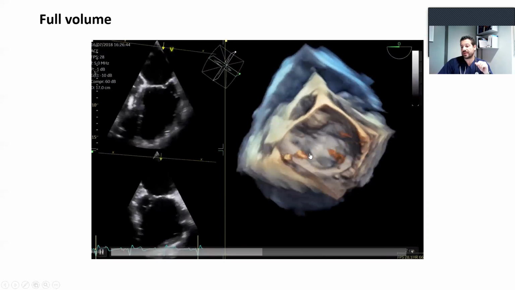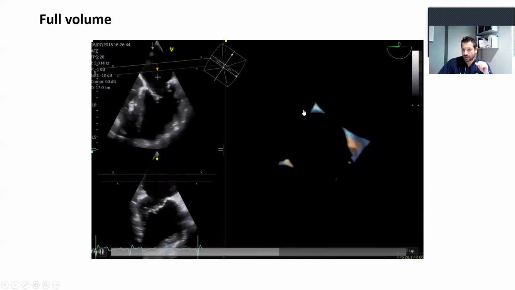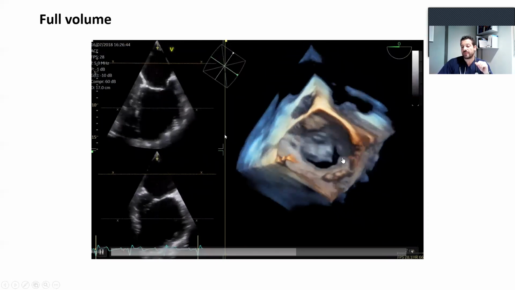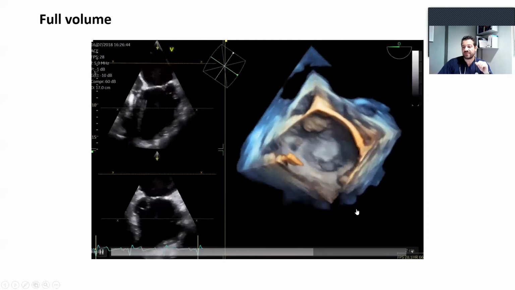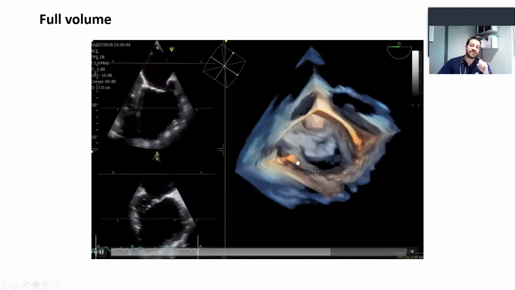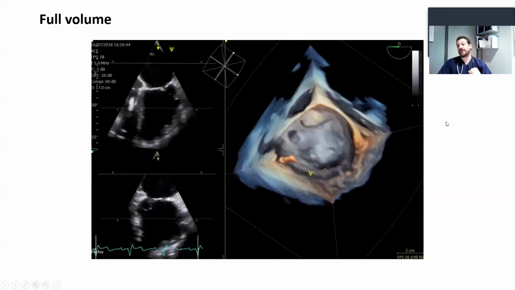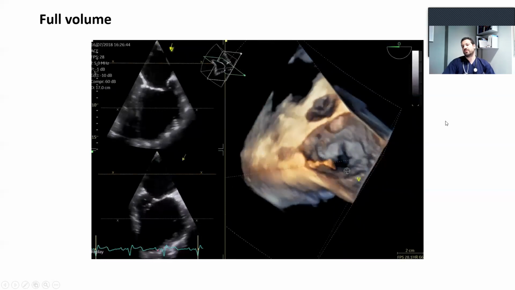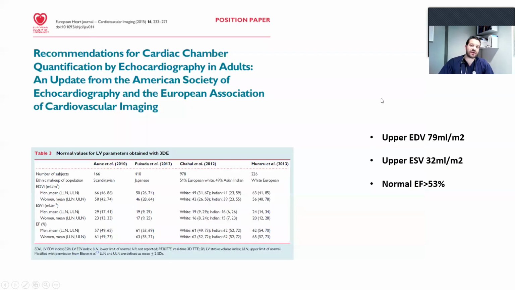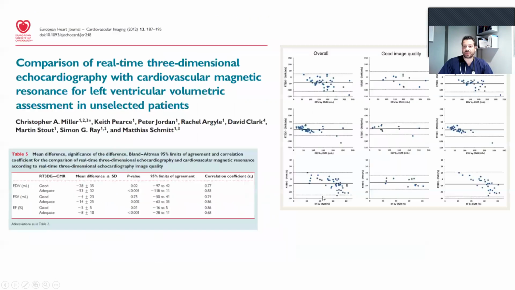Here, for example, we can appreciate the mitral valve, the aortic valve at 12 o'clock, and we have here the tricuspid valve. And of course, with this image, we can measure the ejection fraction and the volumes of this left ventricle. And there are publications, of course, and recommendations from EACVI and the American Association about the normal values of volumes and ejection fraction for 4D echocardiography.